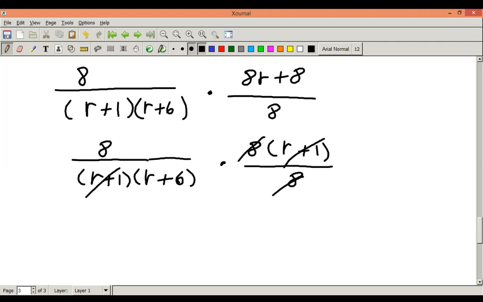So if you look at what's left, all you have left on top is just that 8, because the other factors got canceled on top, and all you have left on bottom is r plus 6. That's it. Everything else got canceled, so when you multiply, that's what you end up with.